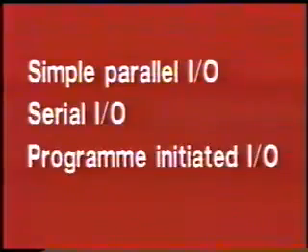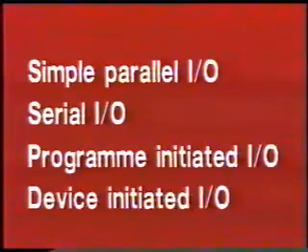Welcome to this lesson on direct memory access and the IC 8257, which is a direct memory access controller. In any microprocessor based system, different methods of input output operations are performed. For example, we have the simple parallel IO, the serial IO, the program initiated IO, which is also called the handshaking technique, and the device initiated IO, which is an interrupting technique.